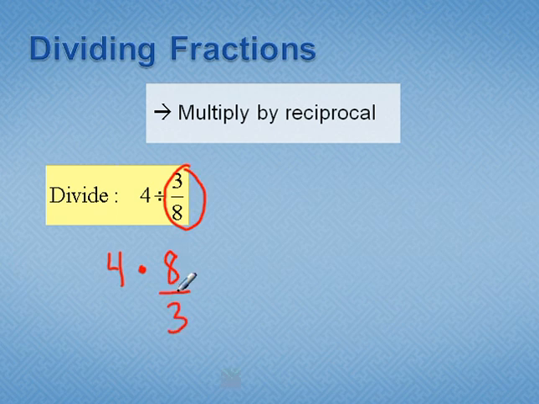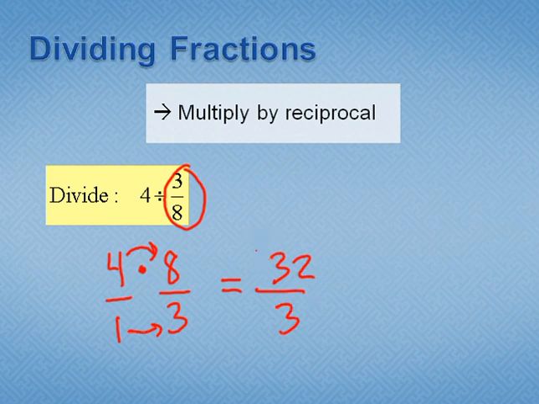Remember, to keep things clear, when a number's not written as a fraction, it's usually easiest to write it as a fraction. So 4 is changed to 4 over 1. So I've changed my problem to, instead of dividing by 3/8, multiply by its reciprocal. And now I can choose method 1 or 2. I'm going to go ahead and just multiply straight across. 4 times 8 is 32. In the denominator, we have 1 times 3, which is 3. And 32 and 3 have nothing left in common. And so that's our final answer, 32 over 3.